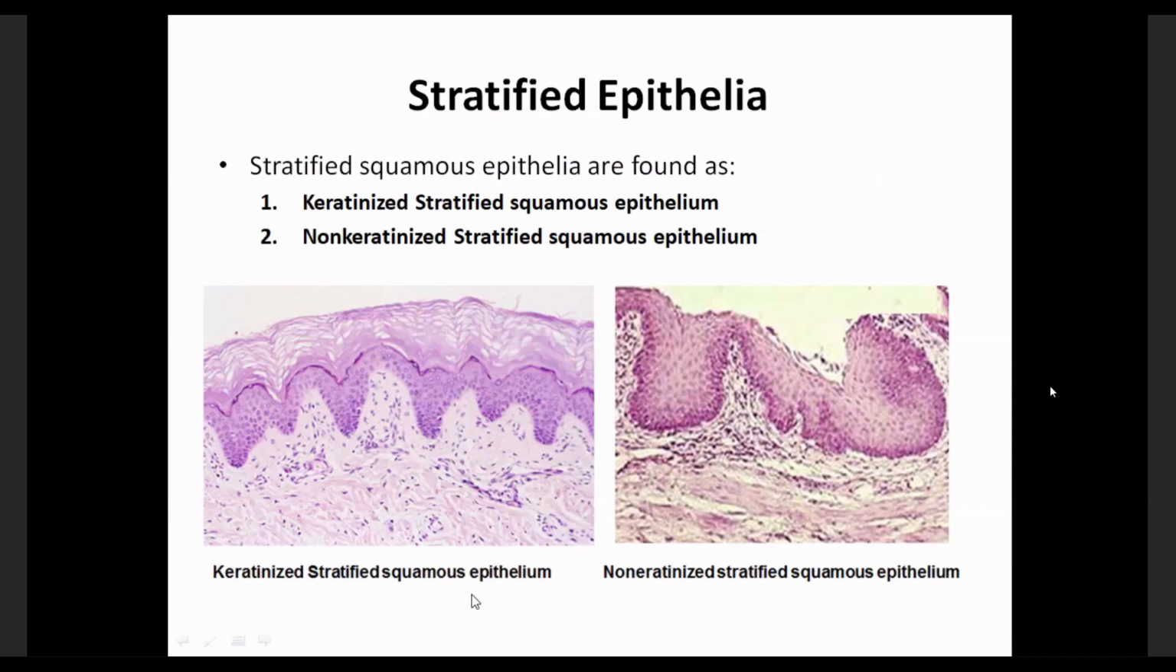They look like this. But some others may not need this type of keratin. We name them non-keratinized. N-O-N, keratinized; the K is missing. Non-keratinized stratified squamous epithelium, like in regions which are subjected to repeated friction.